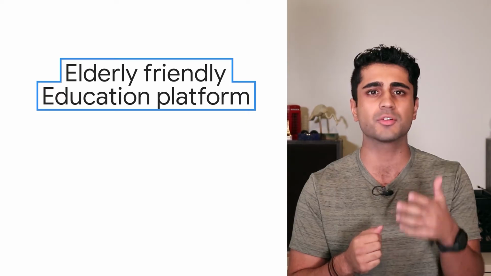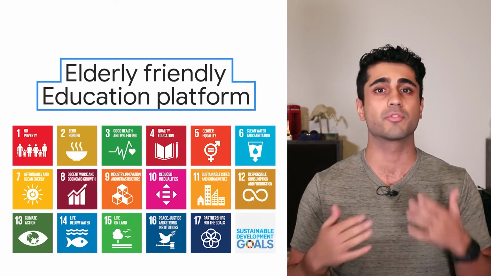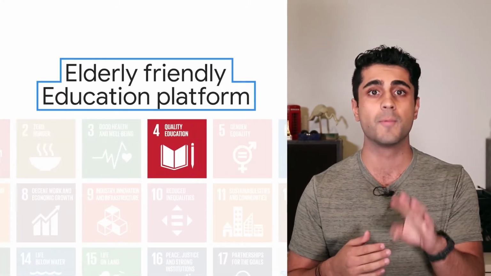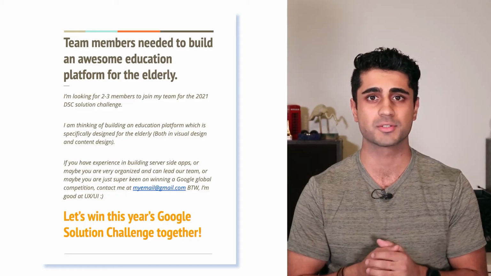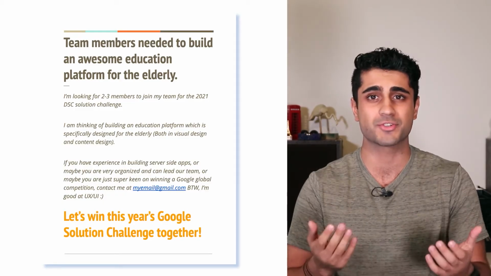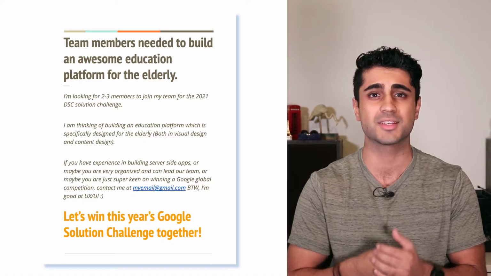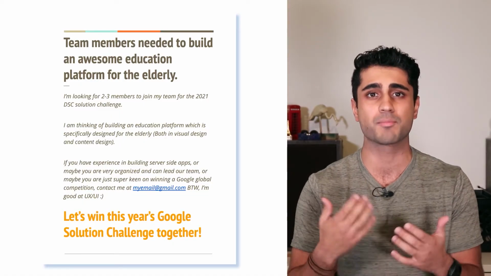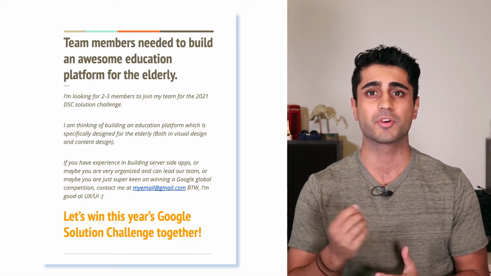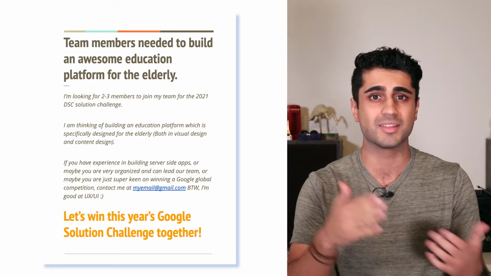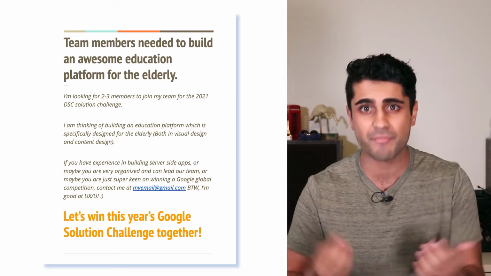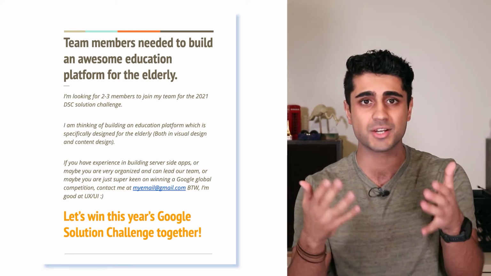One of the ideas we came up with in the previous video was to develop an elderly-friendly education platform solving for the Sustainable Development Goal number 4, quality education. So first, I'll share my initial thoughts with my Google Developer Student Club's members. I'll introduce myself and my strengths, and I'll highlight what types of talents and experience I'm looking for in my prospective team members. For example, let's say I have solid UI/UX abilities, but I need help when building the server side of my application, and I definitely need help leading the team and managing the project.